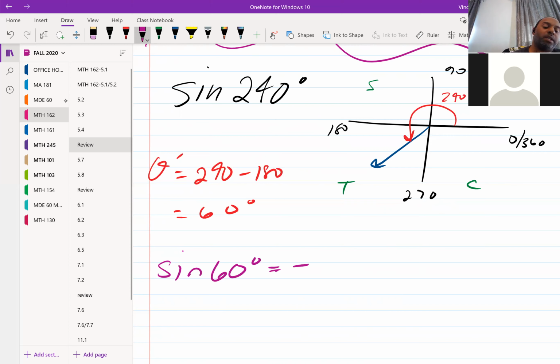But if you haven't committed sine of 60 degrees, at least this first quadrant, to memory, then this still doesn't help you. That's why I was asking you, did she even have the unit circle chart? Do you have the unit circle chart? Nah.